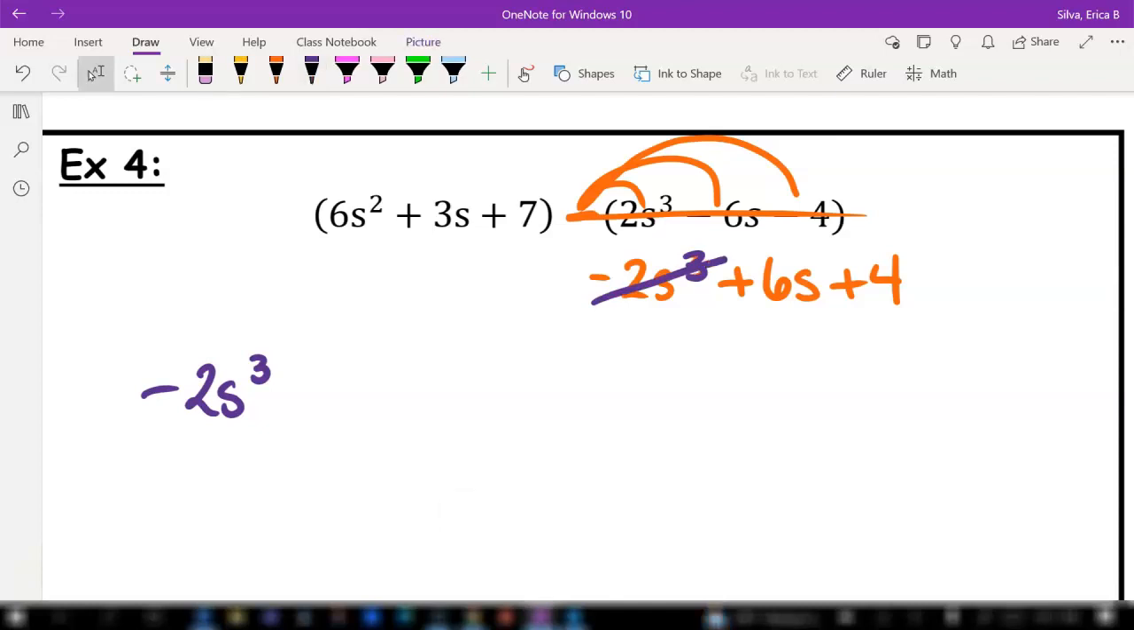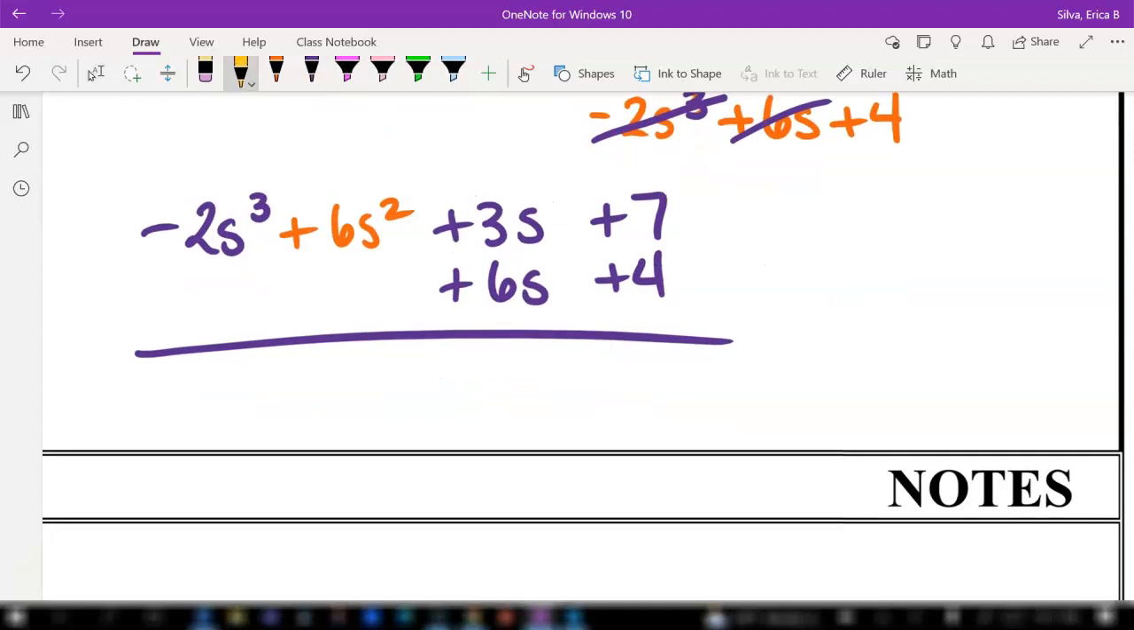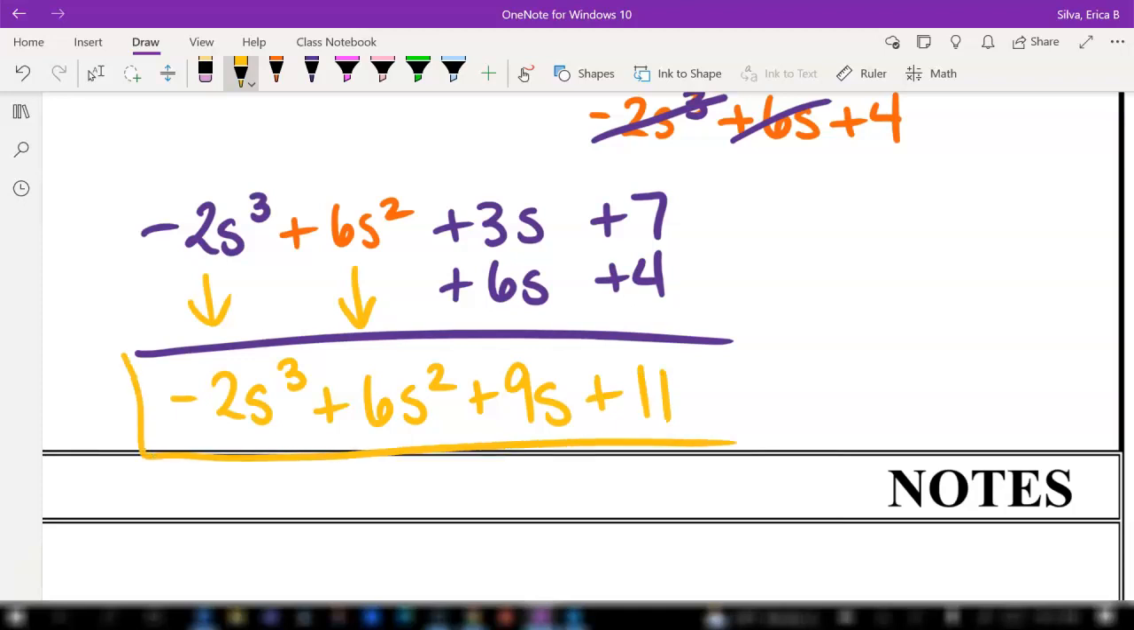And there's no other term that has s to the third. Now let's go on to s to the second. We have positive s to the second, nothing else. Then we move on to 3s, and its like term is 6s. Then we have our constant of 7 and the other constant of 4. We bring this one down, get negative 2s to the third plus 6s to the second plus, we're going to add 3 plus 6 is 9s plus 11. And when we do it this way, it's already in standard form.